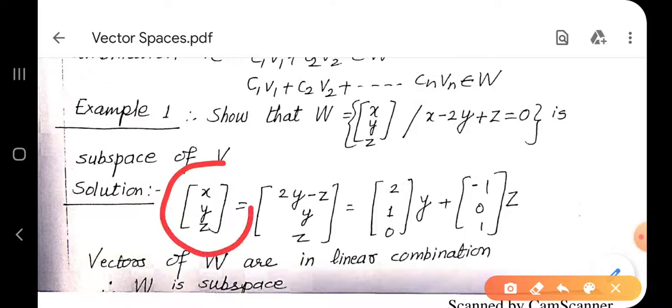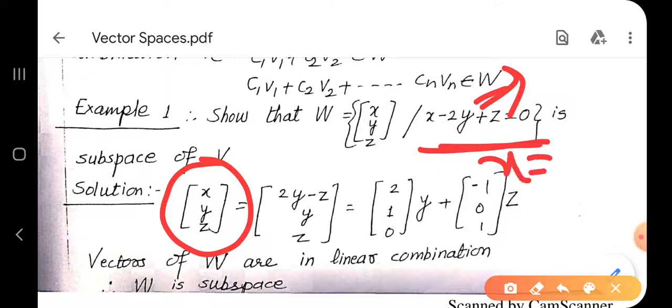From the given condition, what is the value of x? The value of x is, yes, transfer y and z to the RHS. So here I get 2y minus z. Correct. So I just put here 2y minus z, y and z.